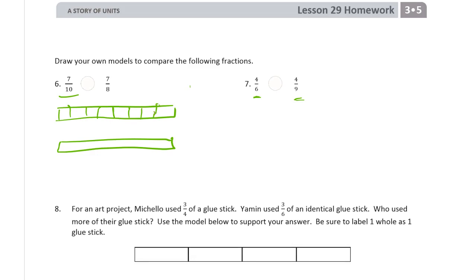And tenths is a bit of a pain because that's going to be half, and then we have to make each half into fifths. And we're just going to guess that it's going to be like there. 1, 2, 3, 4. 1, 2, 3, 4. And that's pretty good for doing tenths. 7/10 is going to go, that's 5, 6 will be here, 7 will be there, so that's 7/10.